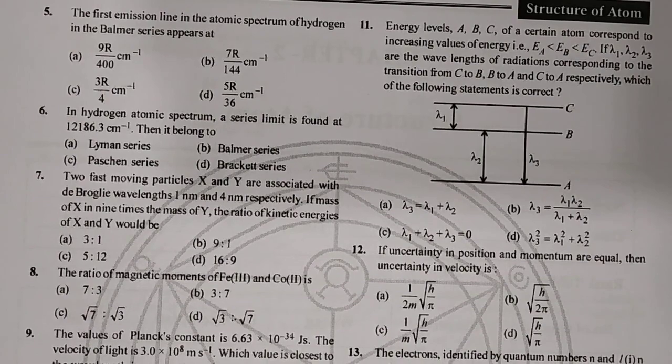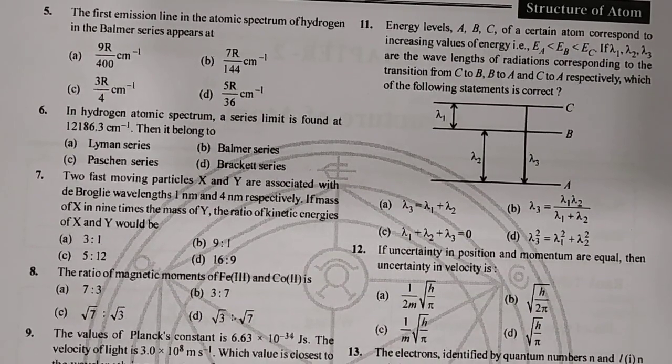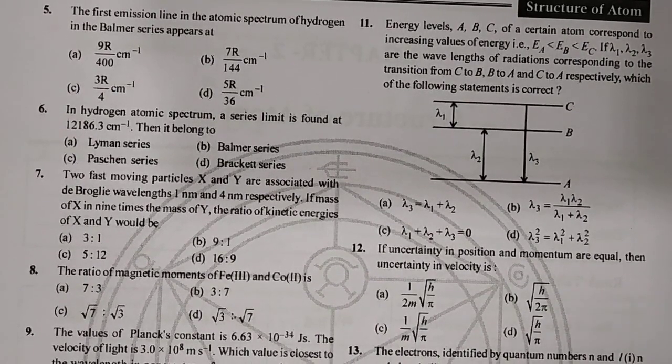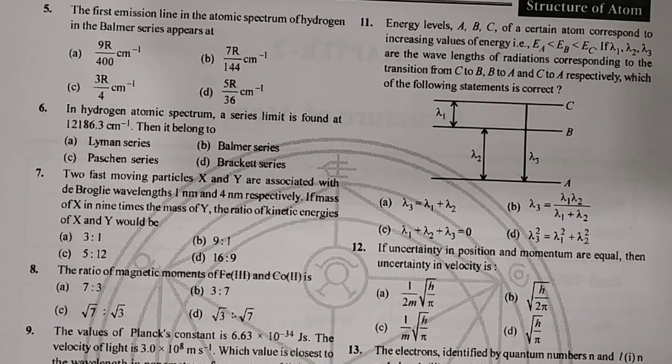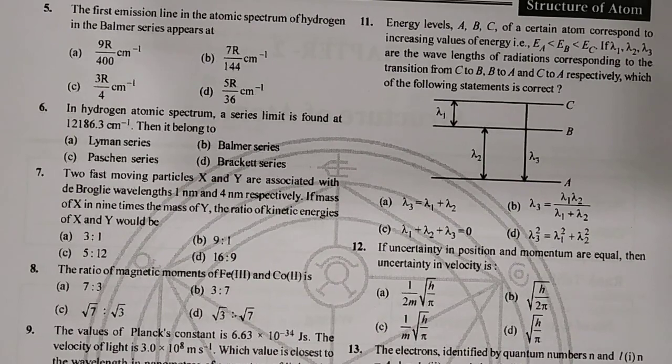Question number 5 on your screen. The first emission line in the atomic spectrum of hydrogen in Balmer series. So for Balmer series, n1 is equal to 2, n2 is equal to 3. So nu is equal to RH into 1 upon 2 square minus 1 upon 3 square. Your answer is D Delhi, 5R upon 36.